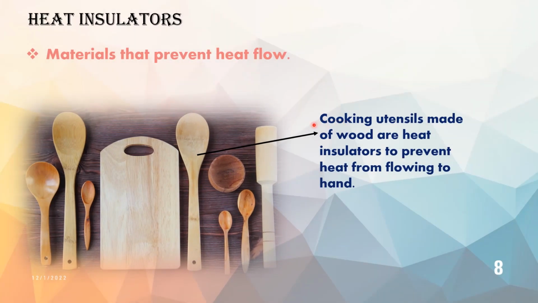When we cook, sometimes we use cooking utensils made of wood. This is because wood is a heat insulator that prevents heat from flowing to the hand. This diagram shows examples of cooking utensils made of wood.